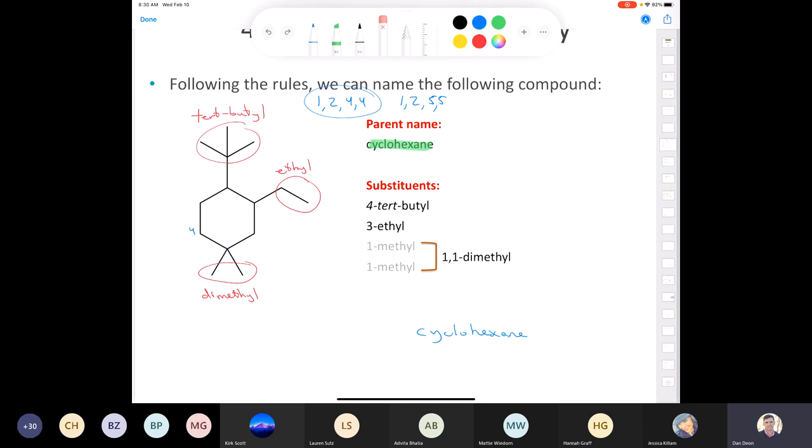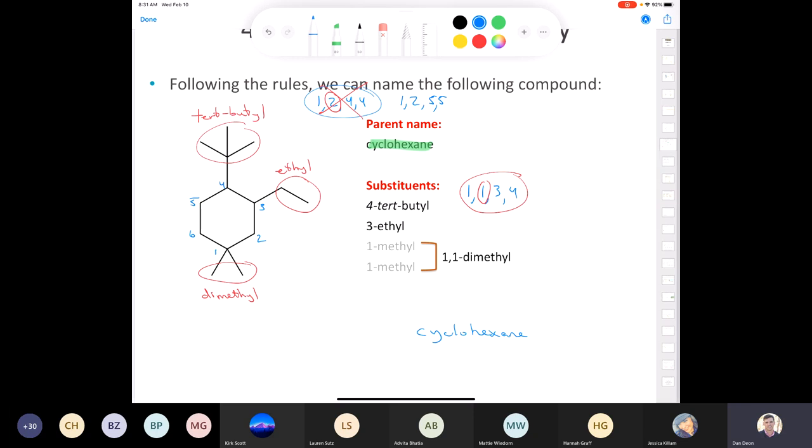Right? And hopefully you noticed, based off of my notes, that the best option would be this one here. If we start where the dimethyls are, 1, 2, 3, 4, because then we have 1, 1, 3, and 4. A 1 beats a 2. And so this is correct and this is incorrect. So the numbering that I have on the ring right now, 1, 2, 3, 4, 5, 6, that is the correct way to number that cyclohexane ring.